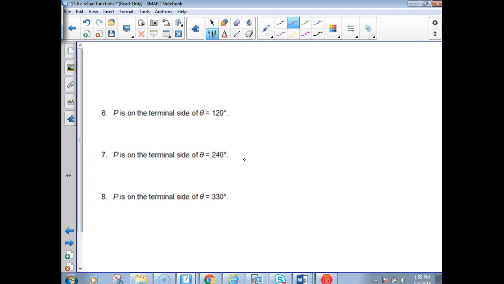Now, P is on the terminal side of 120 degrees. I'm going to go ahead and sketch where that is. What would the reference angle be? Because this is your 120. The reference angle is always the angle with the x-axis, so that would be 60. You could think of special right triangles. That's 30, 60, 90. This would be negative 1 for the x value, square root of 3 for the y value, and the hypotenuse would be 2.